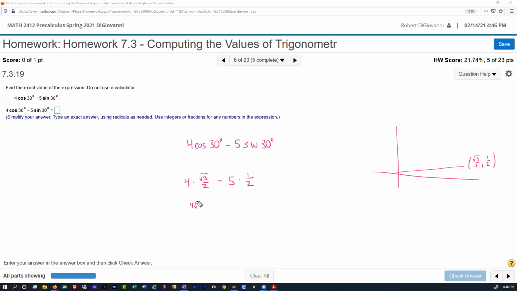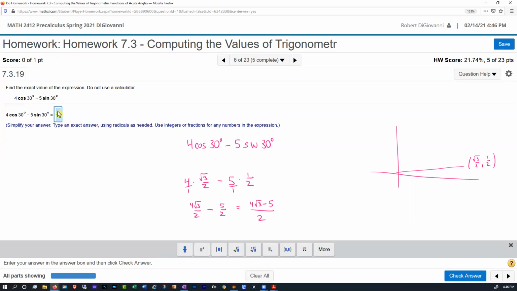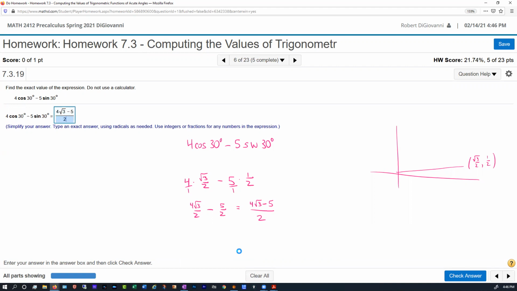All right, so what happens here? This is really like 4 root 3 over 2, because you're treating the 4 like a 4 over 1. Same with this 5 over 1, multiplying straight across. Since they both have the same denominator, we can put it together and just have 4 root 3 minus 5, all of that over 2. Let's try that. I'm going to type in as a fraction up top 4 square root 3 minus 5, and then on the bottom 2. Let's see if it takes it.